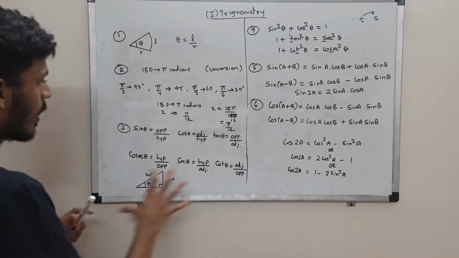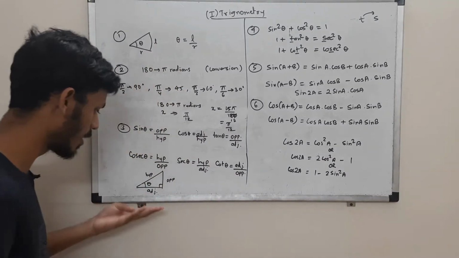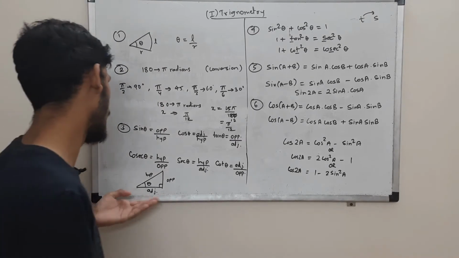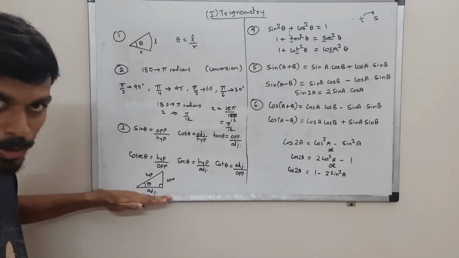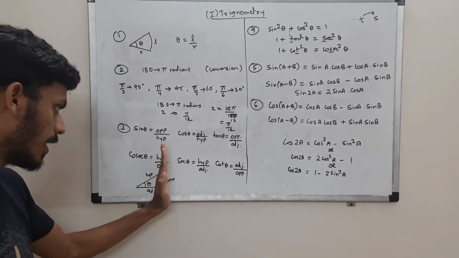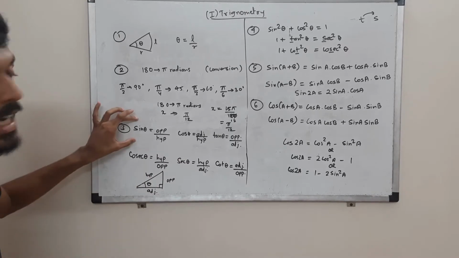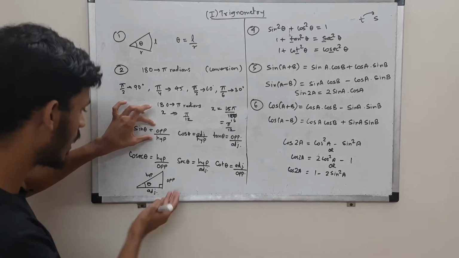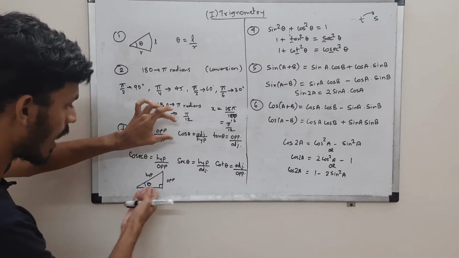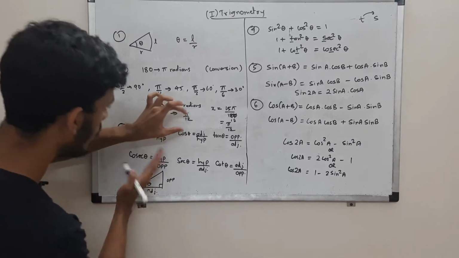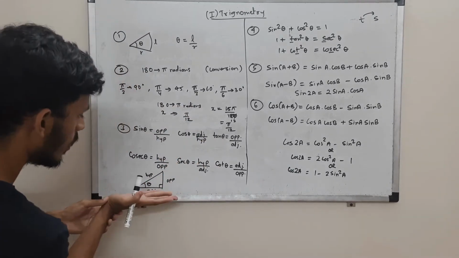Now let's come to this one. This is very basic, you might have studied it in your lower classes. Here we have a right angle triangle. This is theta, the angle under consideration. Adjacent to theta is this side, opposite to theta is this side, and this is the hypotenuse, the longer side. Sine theta is defined as opposite side upon hypotenuse. Cos theta is the adjacent side upon hypotenuse. Tan theta is opposite upon adjacent.